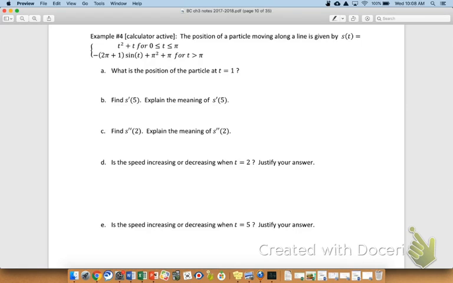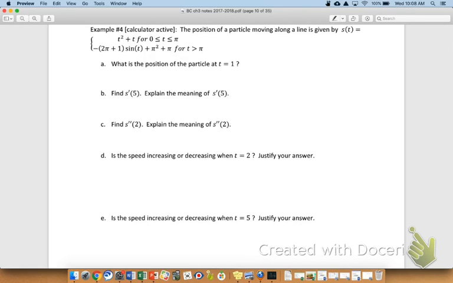Which, believe it or not, I think is continuous. That's what the plus pi squared plus pi is all about on the second piece. I think that makes it continuous. Anyhow, see how many of these you can do. See how far you can get with this.